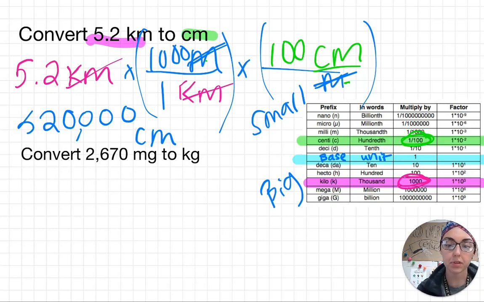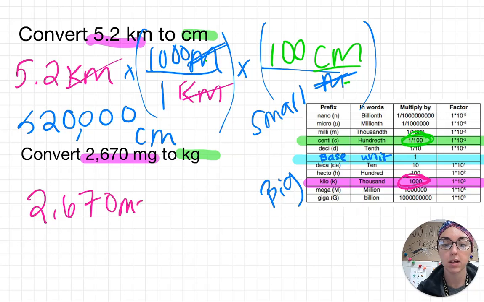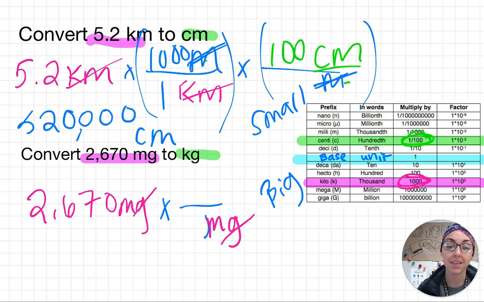Let's try one going in the other direction, but it's the same process. So again, in this case, we are given 2,670 milligrams. We want to go to kilograms. So I start with what I'm given, 2,670 milligrams, and I know I want milligrams on the bottom, because milligrams and milligrams need to cancel. I don't know how to get from milligrams to kilograms, so I need to go through the base unit. The base unit of milligrams and kilograms is grams. So I'm going to use my grams.